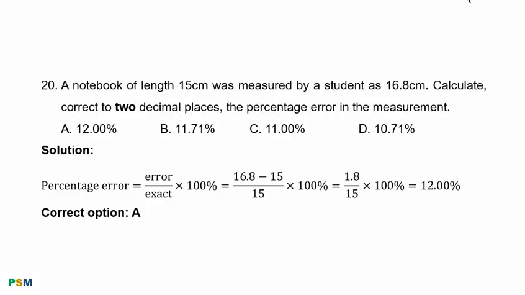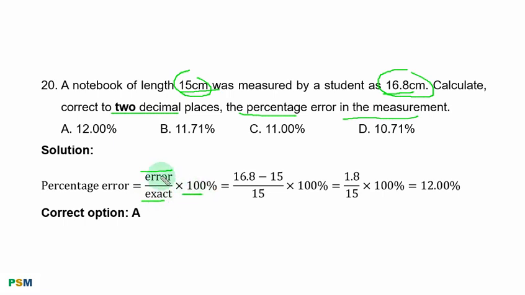Question 20. A notebook of length 15 cm was measured by a student as 16.8 cm. Calculate, correct to 2 decimal places, the percentage error in the measurement. From here, the exact value is 15, the wrong value is 16.8, in centimeters. Percentage error is equal to error over exact times 100%.